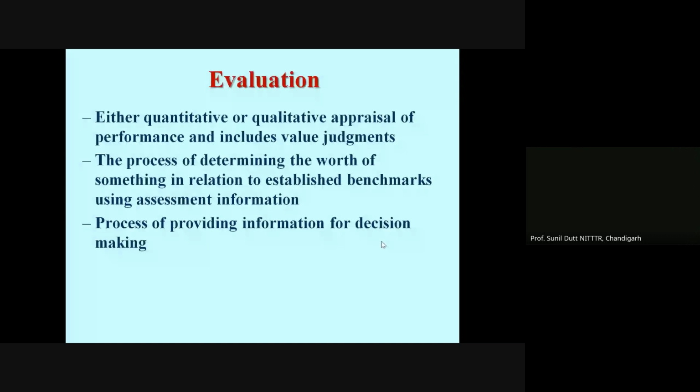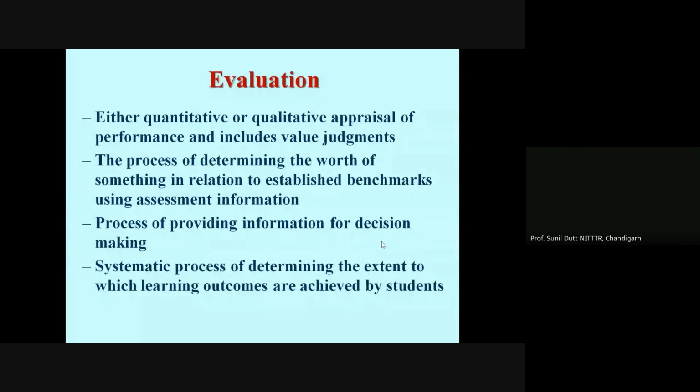Okay. Then it is the systematic process of determining the extent to which learning outcomes are achieved by students. Systematic process. So it means as a teacher, you need to formulate learning outcomes first. So you have formulated learning outcomes.